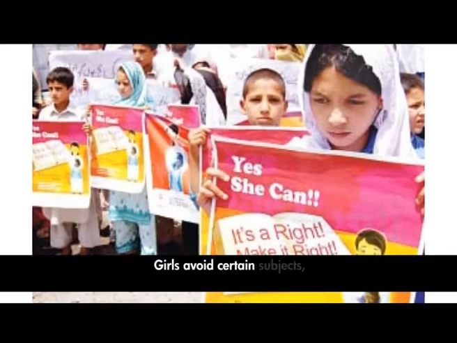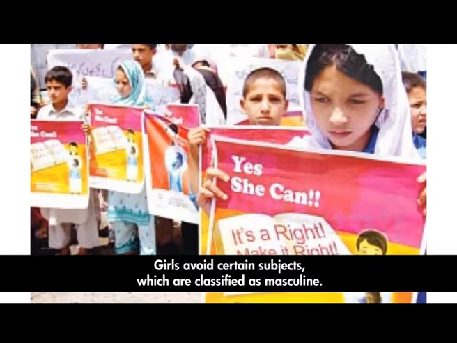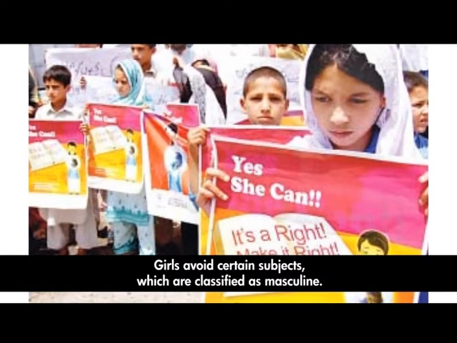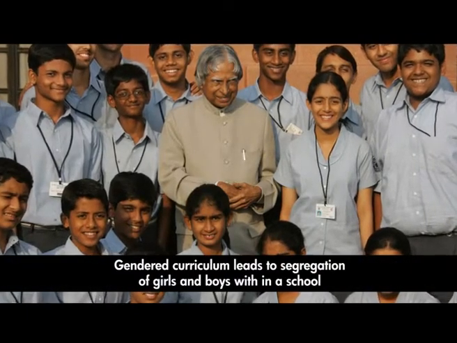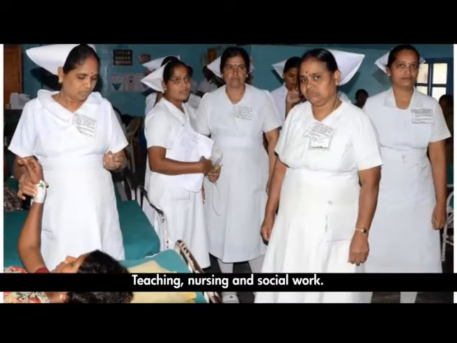If the areas of work which are off limits as defined by primary socialization are to be studied, then they would be considered unfeminine. As most girls do not want to be called unfeminine, they avoid certain subjects which are classified as masculine. Instead, they opt for feminine or socially neutral subjects. This gendered curriculum leads to segregation of girls and boys within a school. Also, it channels females into a relatively narrow range of occupations for their future, like teaching, nursing, and social work.